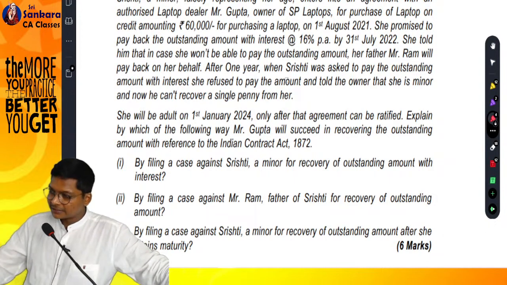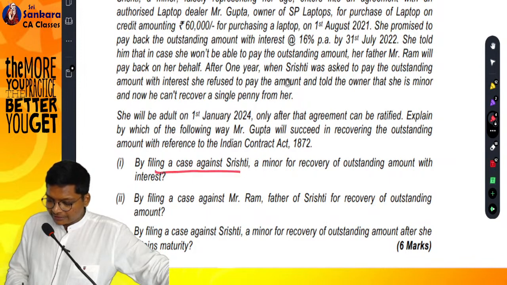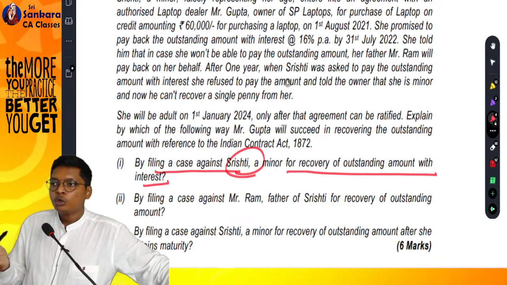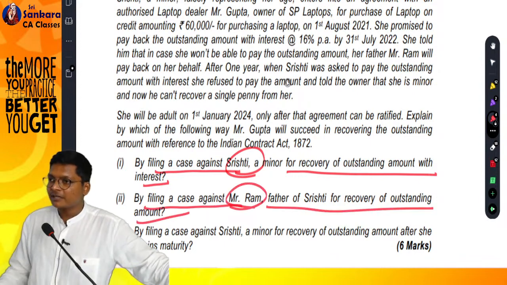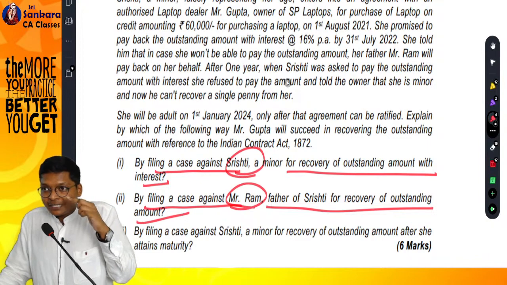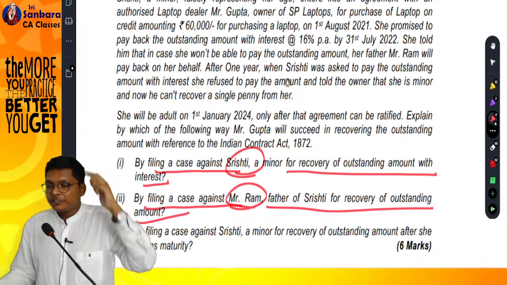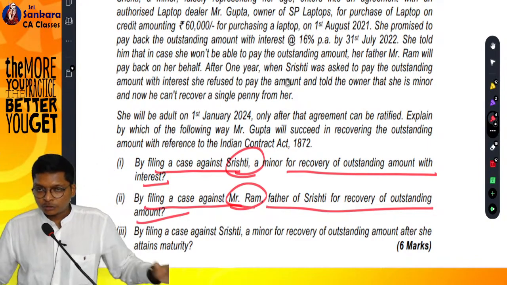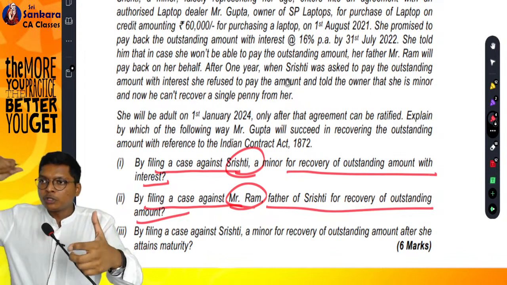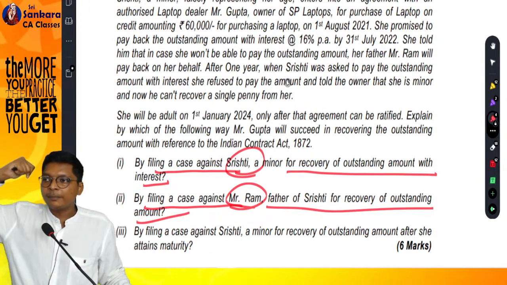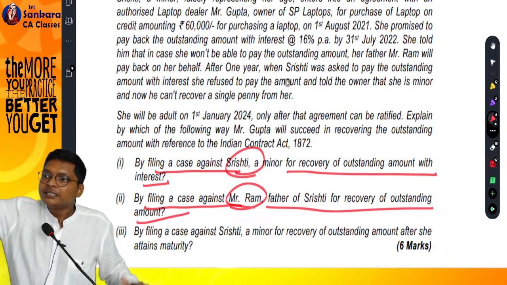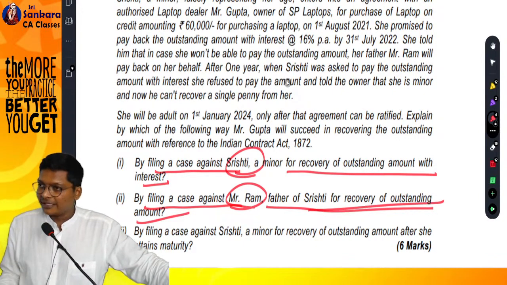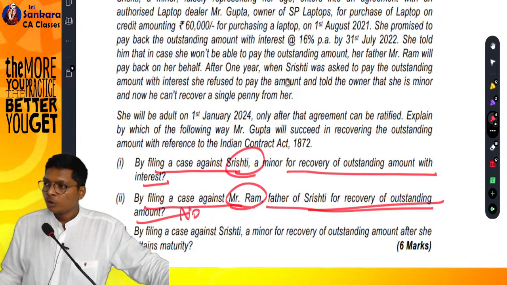In all the 3 cases, by filing a suit against Srishti, a minor, for recovery of the outstanding amount with interest, can you do it? No. By filing a case against Ram, father of Srishti, can you recover? A minor cannot bind the father without the knowledge of the father. So if a minor enters into a contract without the knowledge of the parents, you cannot question the parents for recovery. But if the parents are aware, then the parents are acting as guardian, and then you can recover. Here they are not aware. The question is saying, therefore, no.